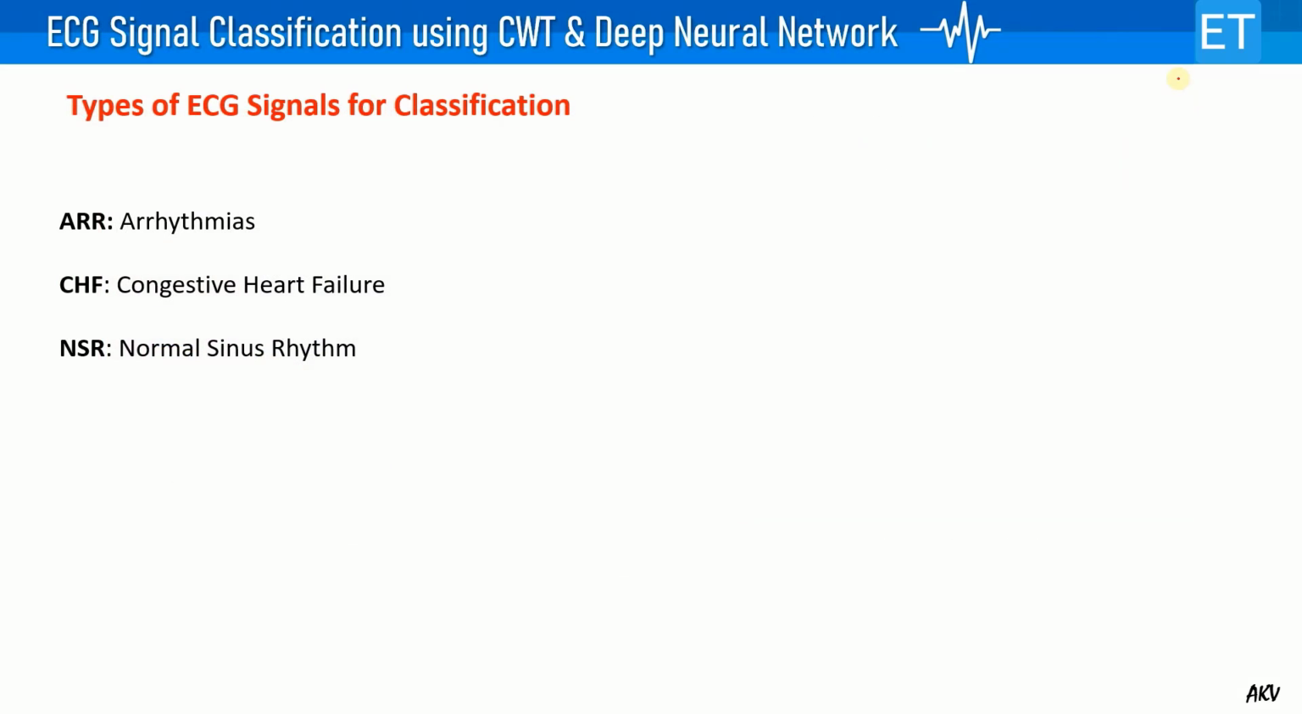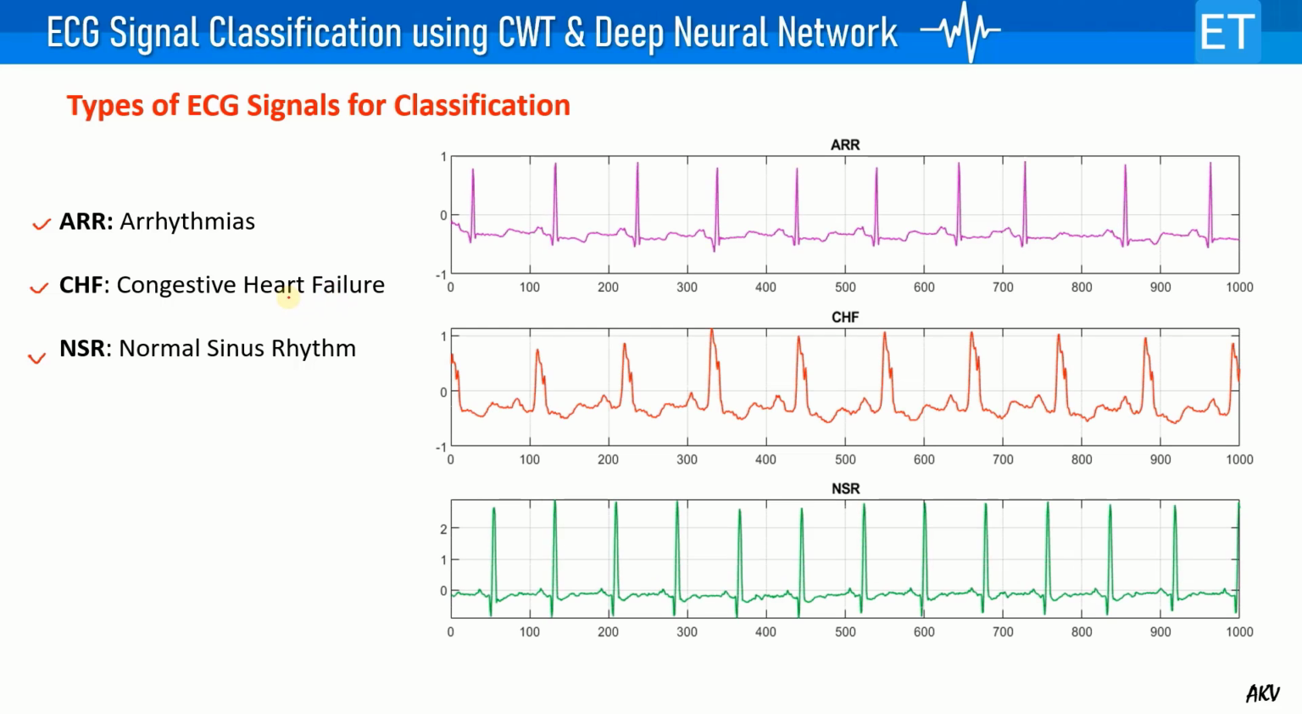So now let us go to the types of ECG signals that will be used for classification. Primarily, we are taking these three types: ARR, CHF, and NSR. ARR is a signal for arrhythmias, CHF for congestive heart failure, and NSR for normal sinus rhythm. Actually, there are many different categories of ECG signals, but for this current problem, we are taking only these three types. So in this figure, you can see these three categories.